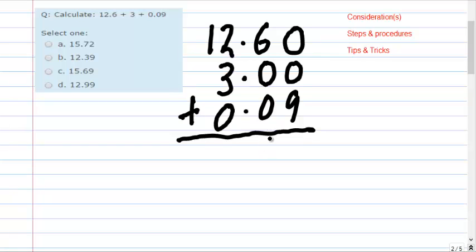Once again, I'm not the classroom teacher, so a teacher probably would have had a lot more information to provide at this stage. And of course the addition can be done in real time. 9 plus 0, 9. 0 plus 6, 6. 3 plus 2, 5. So the actual answer should have been 15.69.